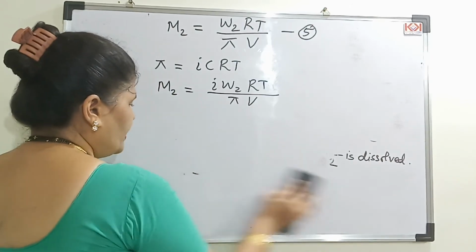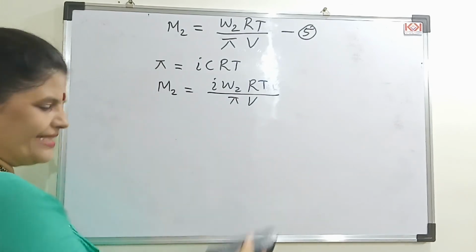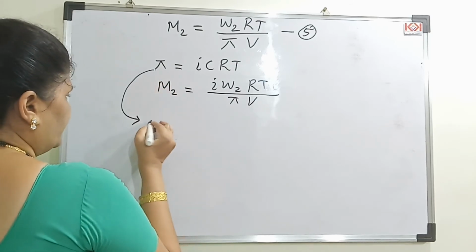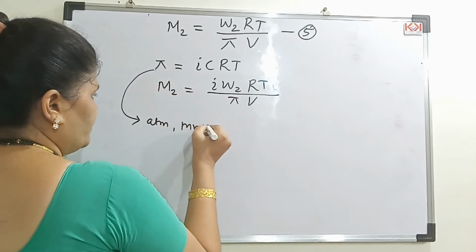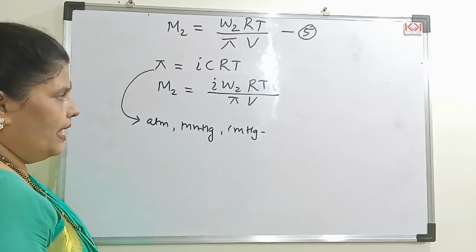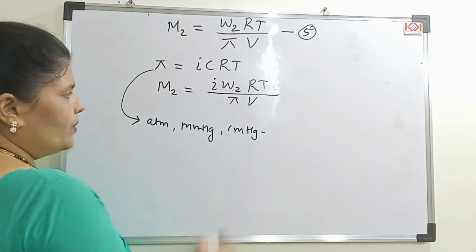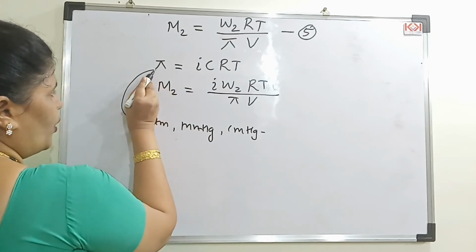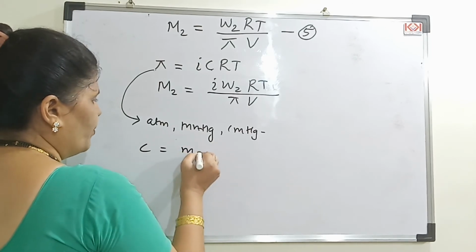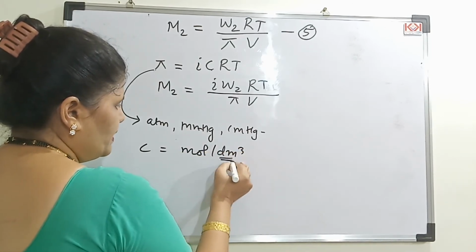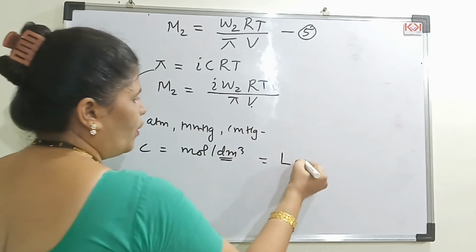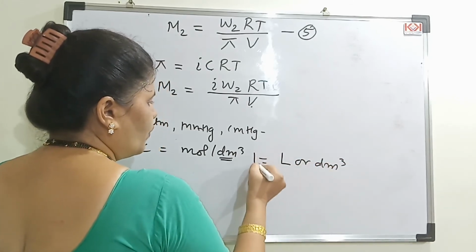Let us now discuss the terms which are used here and how to use them during the calculation. Here pi is the osmotic pressure, whose units can be atm, mmHg, cmHg, torr, Pascal, or Newton per meter square. So all the units which are there for pressure are the units for osmotic pressure. What is C, students? C is the molar concentration. So the C unit will be mole per dm cube. When I say it is per dm cube, the unit for volume must be in liter, or dm cube, right?